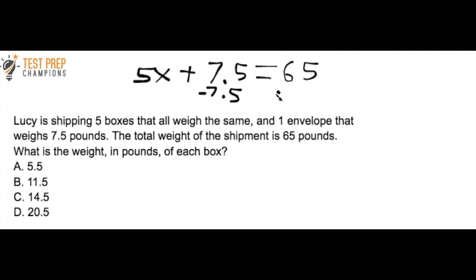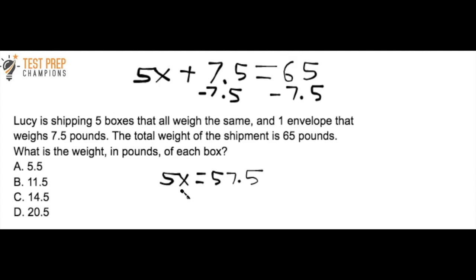So what I'm going to do first is get rid of this 7.5, okay, because we want to get that x alone by itself on one side of the equation. Since it's 5x plus 7.5, the opposite of addition is subtraction. Whatever you do to one side, you always do to the other. So 65 minus 7.5 gives me 57.5. So let me rewrite this down here with what we've got now. So we'll have 5x equals 57.5.